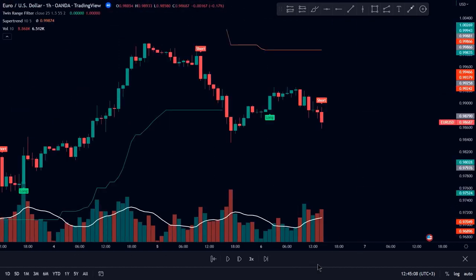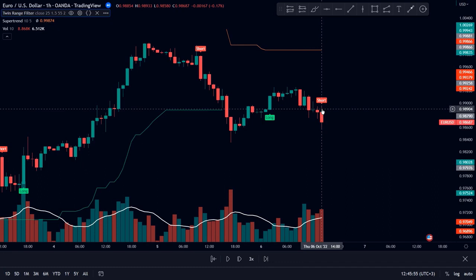We're gonna do the exact opposite when entering short trades. First, the super trend indicator should be colored red and the price should be trading below it. Second, the volume bar of the volume indicator should be above the moving average, you know, this guy right here. And then the last condition is for the twin range filter to print a short signal.